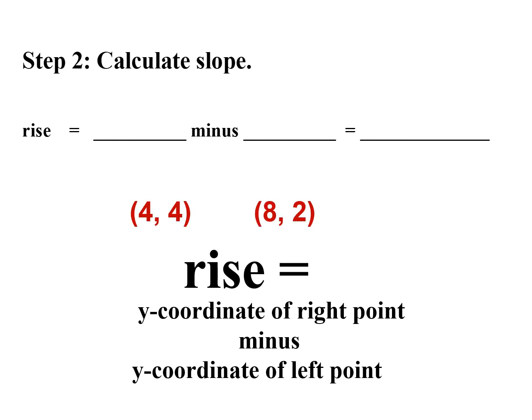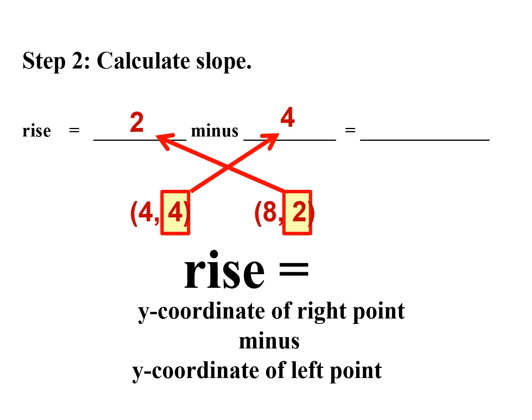Here are our left and right points, and here are their y-coordinates. The rise is equal to the y-coordinate of the right point, which is 2, minus the y-coordinate of the left point, which is 4. So the rise is equal to 2 minus 4, which is negative 2. We expected a negative number because the line is going down from left to right, so the change in position is negative.